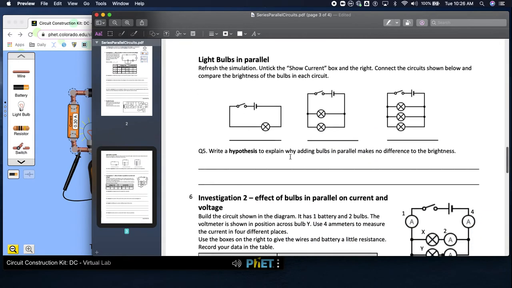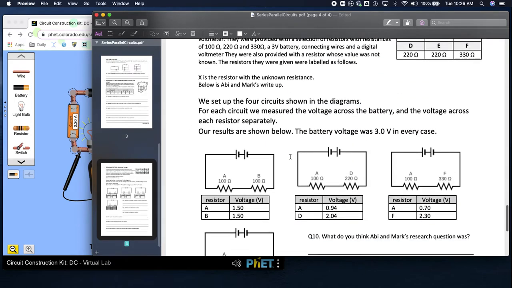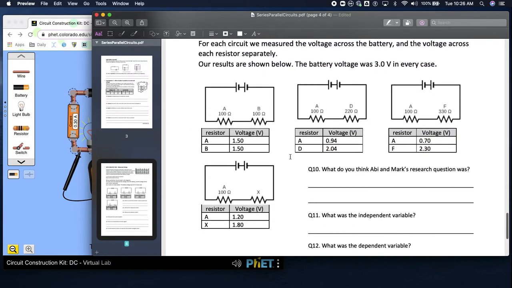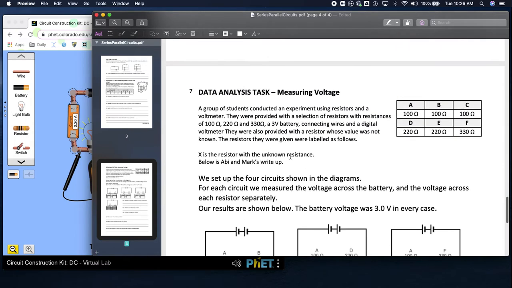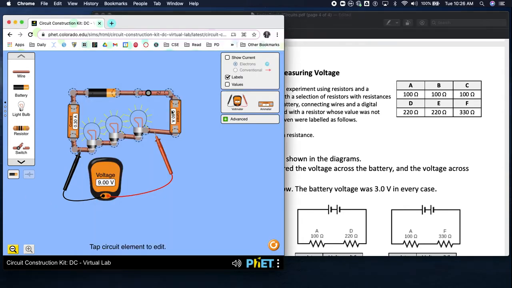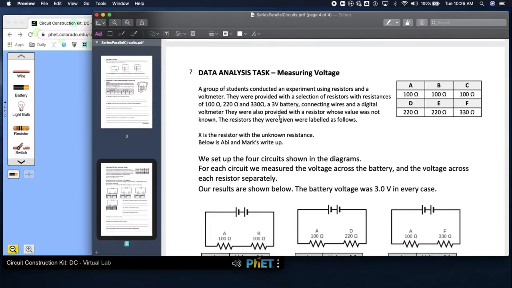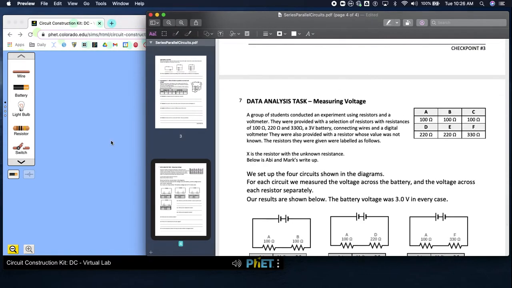All right, another one that we had trouble with in class was this one. So let's look at this. This is an experiment, okay? A group of students conducted an experiment using resistors and a voltmeter. I want to delete all of these. They were provided a selection of resistors with resistances of 100 ohms, 220 ohms, and 330 ohms, okay?